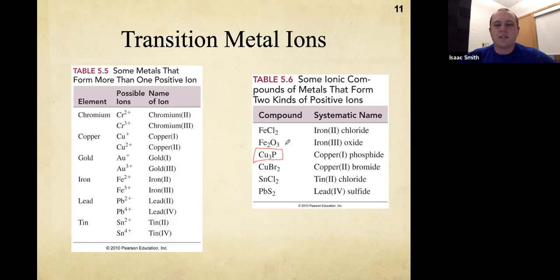Okay, so let's look at this one, right? Cu3P. Okay, so Cu is copper, P is phosphorus. Phosphorus is 3 away from noble gases, so it gives us a 3- charge. Copper could give us a few different charges.